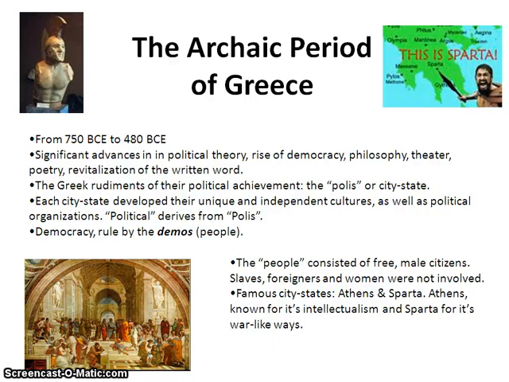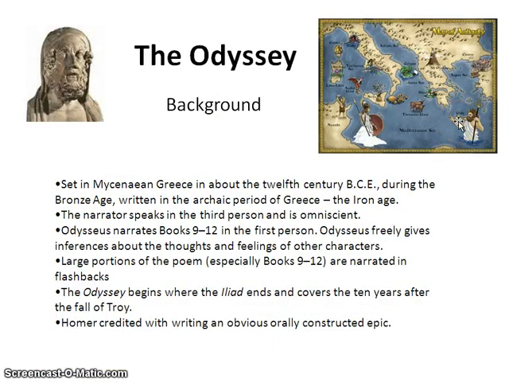Okay, let's move on. Let's take a closer look now at the Odyssey, written by Homer Simpson. No, I'm kidding. Don't answer that in your quizzes. Okay, so now we have the Odyssey that's written in the Archaic period, is set in the Mycenaean Greece period, about the 12th century BCE, which is the Bronze Age. And so while it was written at a later date, it's set earlier.